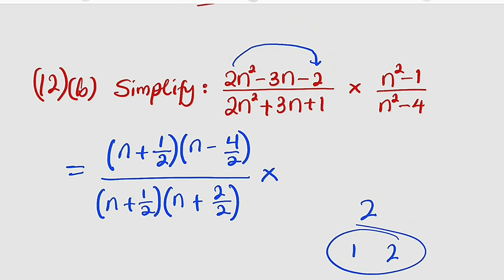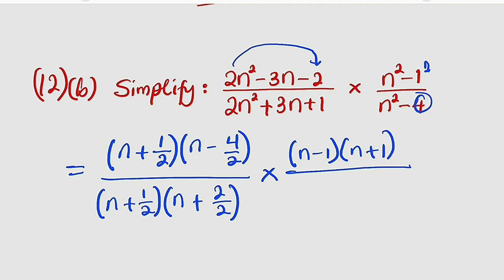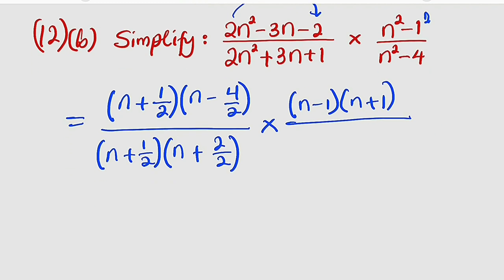N squared minus 1 is the same thing as n squared minus 1 squared, because 1 and 1 squared mean the same thing. So this is difference of two squares, which can be factorized as n minus 1 multiplied by n plus 1, right? You divide by 4, which can be written as 2 squared. So the whole of the denominator here is n squared minus 2 squared, which is also difference of two squares.